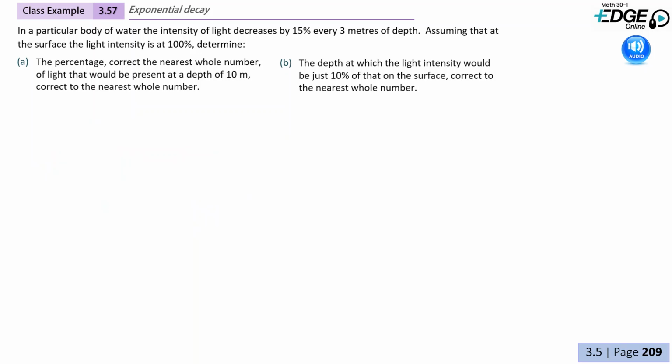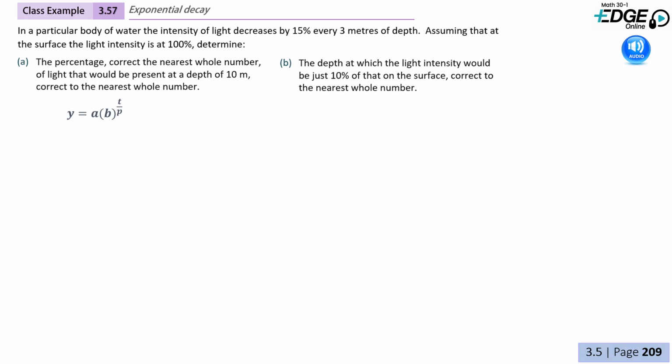Class example 3.57. In a particular body of water, the intensity of light decreases by 15% every 3 meters of depth. Assuming that at the surface the light intensity is at 100%, determine the percentage, correct to the nearest whole number, of light that would be present at a depth of 10 meters.